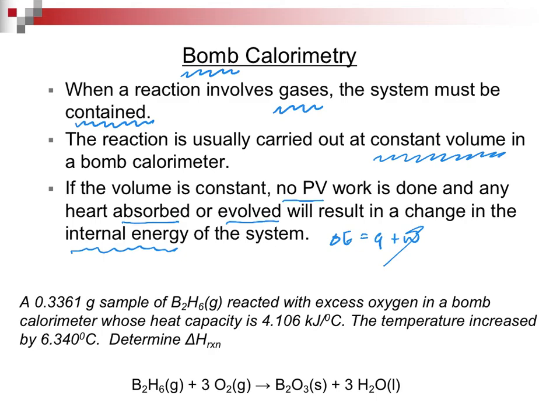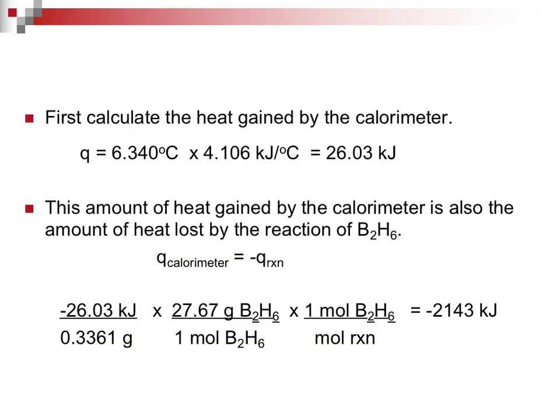Here we have a sample of diborane, or people just call it a boron hydride. It's reacted with excess oxygen in a bomb calorimeter. We're given the heat capacity and the temperature increase. We don't have to do a delta T. It asks us to determine the delta H of reaction, and the details are given on this last slide.